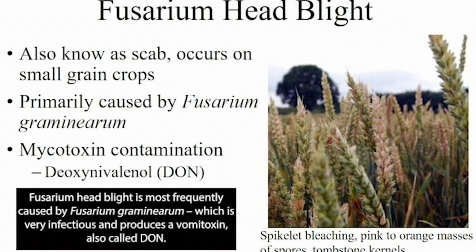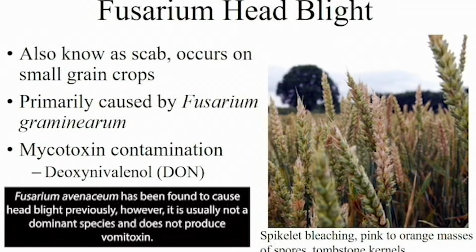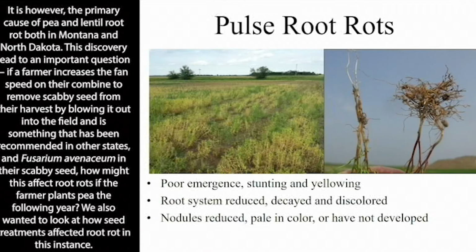Fusarium head blight is most frequently caused by Fusarium graminearum, which is very infectious and produces vomitoxin, also called DON. We did find quite a bit of Fusarium graminearum, but we also found Fusarium avenaceum in large numbers. Fusarium avenaceum has been found to cause head blight previously. However, it is usually not a dominant species and does not produce vomitoxin. It is, however, the primary cause of pea and lentil root rot both in Montana and North Dakota.